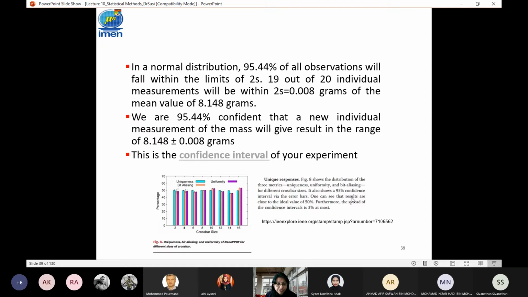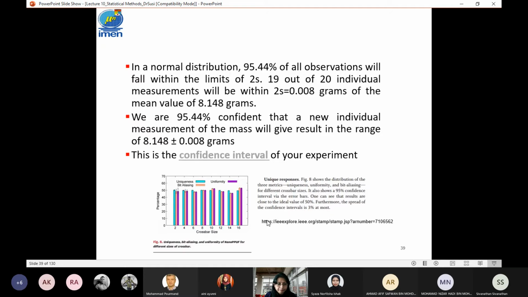So one can see that results are close to the ideal value of 50%. Their target is 50%, so it's very close to 50%. Furthermore, the spread of the confidence intervals is 3% at most. Okay, so when you read this kind of data with a 95% confidence interval, you feel convinced the number of errors is very low.